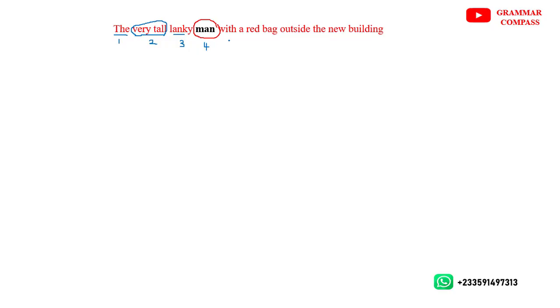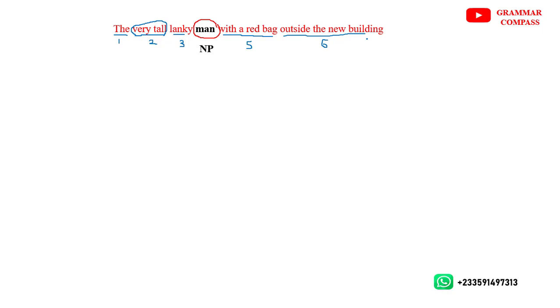Let us move on. We have two other major constituents within this noun phrase. We have two qualifiers. What are the two qualifiers? First of all, we have the prepositional phrase with a red bag. This makes up another constituent, constituent number 5. Also, we have another constituent. That is another prepositional phrase which is also modifying the noun head. So outside the building becomes another qualifier. That is another constituent, number 6.